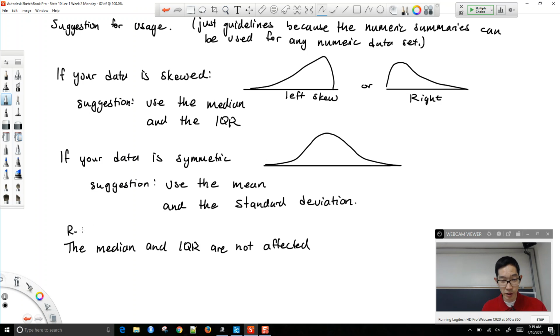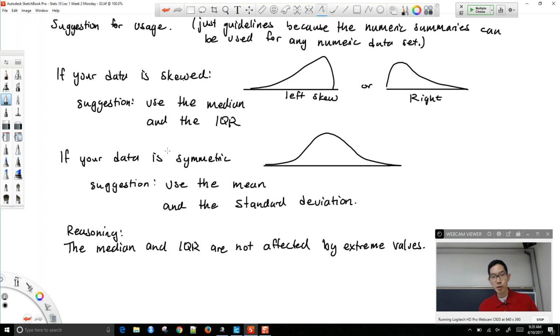So here's kind of our reasoning, is that the median and IQR are not affected by extreme values. So when you have data that is right skewed, you would have extreme values on the right. If you have data that's left skewed, you have extreme values on the left. When you have symmetric data, the extreme values on the right balance out the extreme values on the left. So that's okay. But if you have extreme values only on one side, that could affect your thing.